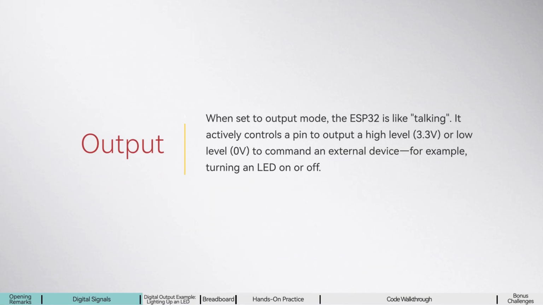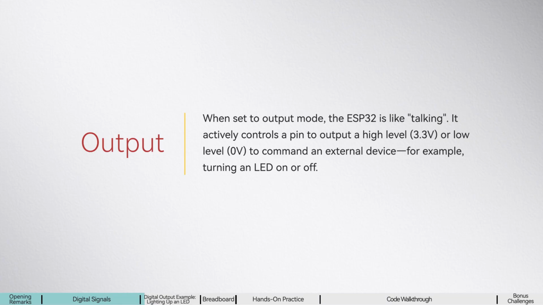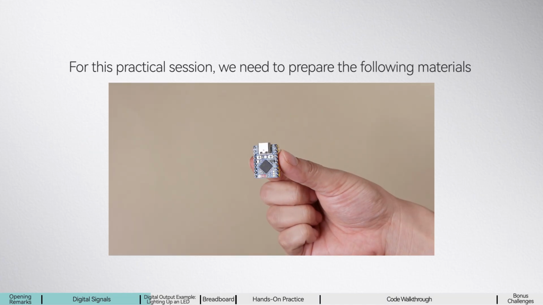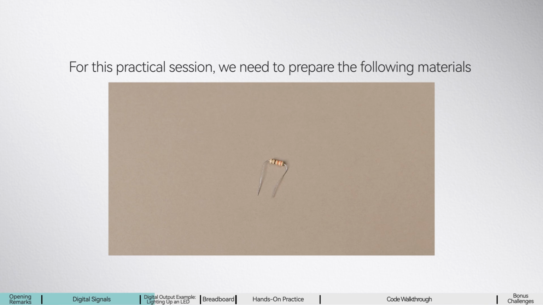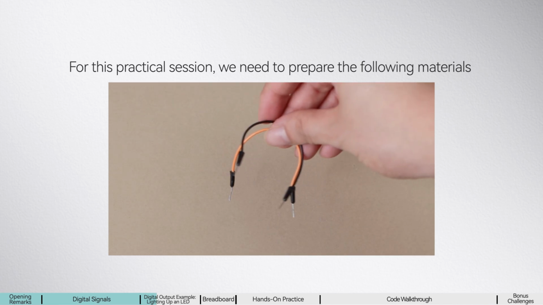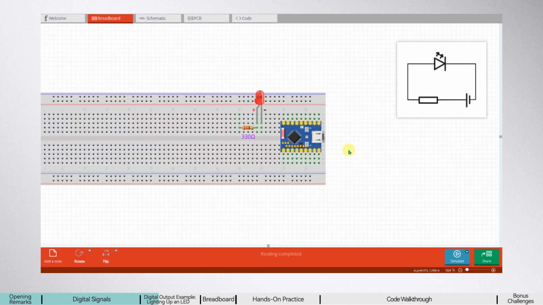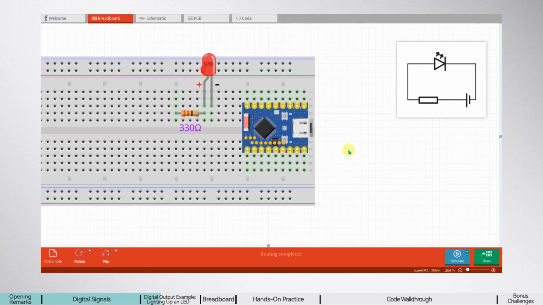Let's begin with output, making the ESP32 output a digital signal to control an LED. First, we need to build an LED circuit. To build this circuit, you will need an ESP32 development board, a breadboard, an LED, a resistor around 330 ohms, and several jumper wires. Before we start connecting components, let's first understand the principle of this circuit.